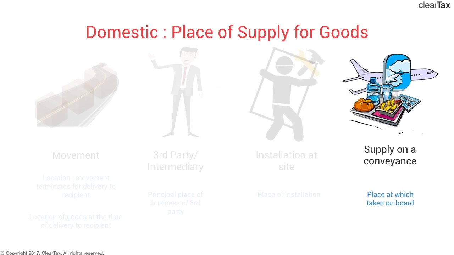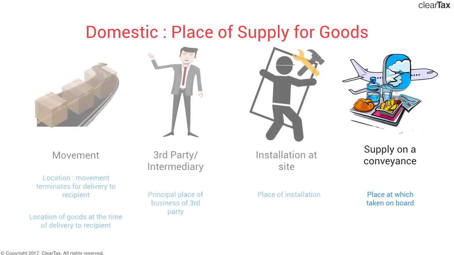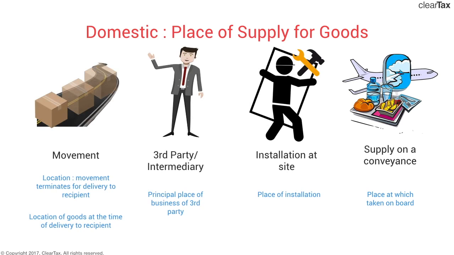With that, we've covered all the provisions relating to place of supply for domestic transfer of goods, supply of goods. All of these rules are very logical because they follow the underlying principle of destination-based consumption. When there's movement involved, the place of supply would be the location where the movement terminates for delivery to recipient. When there's no movement, the location of goods at the time of delivery to recipient would be the place of supply. In case of a third party or intermediary instructed delivery, the principal place of business of the third party would be the place of supply.